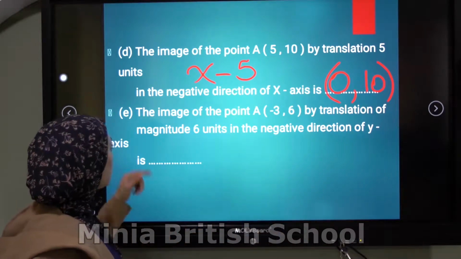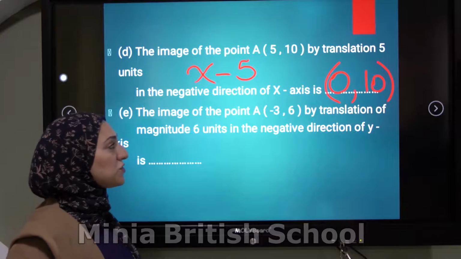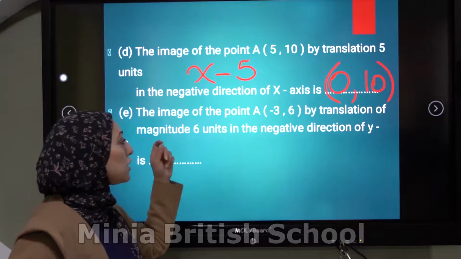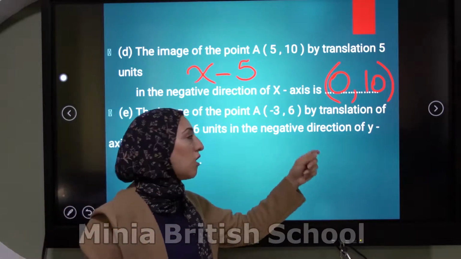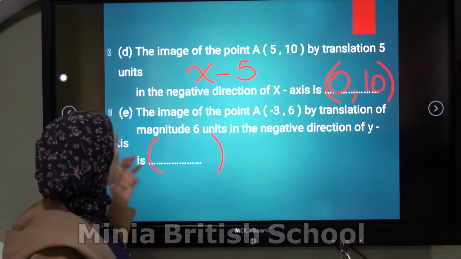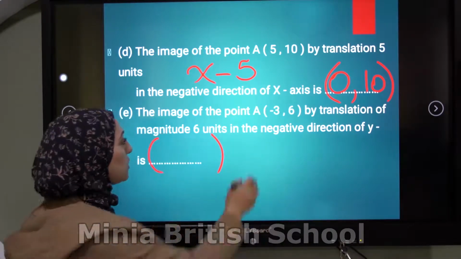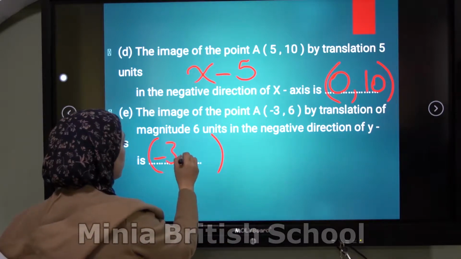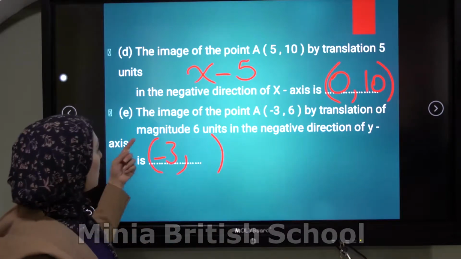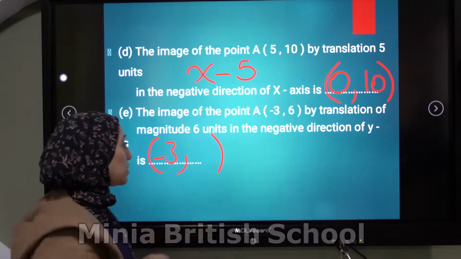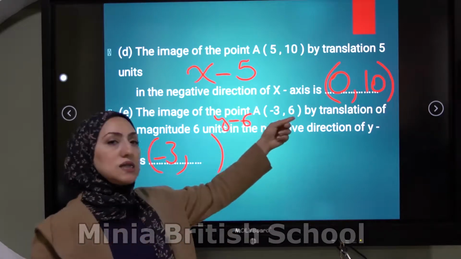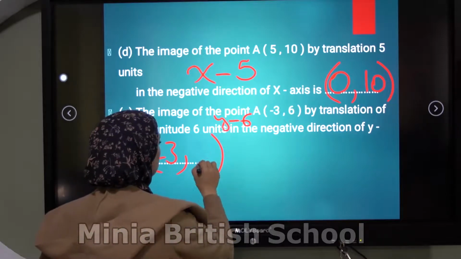The last one. The image of the point A, negative 3 and 6, by translation of magnitude 6 units in the negative direction of the y axis. Here is the opposite. He didn't mention x. So x will be as it is, negative 3. And what about y? He said here, 6 units in the negative direction, it means y minus 6. Here y is 6, so 6 minus 6 equals 0.